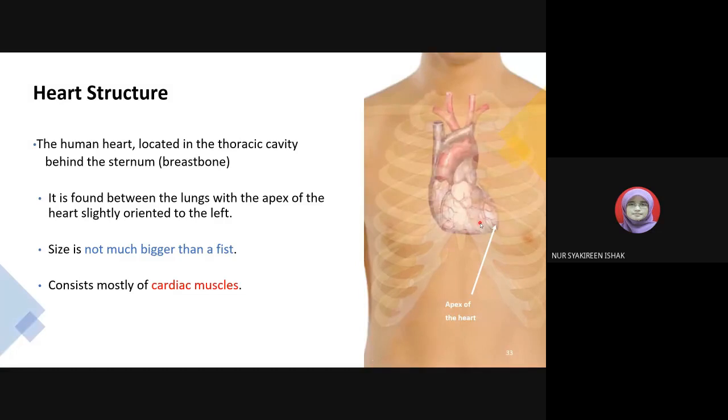It consists mostly of cardiac muscle. The cardiac muscle can trigger its own impulse, which causes the muscle of the heart to be able to contract. So the contraction of the muscle of the heart does not depend on your brain. The contraction of your heart does not depend on instruction from your brain.